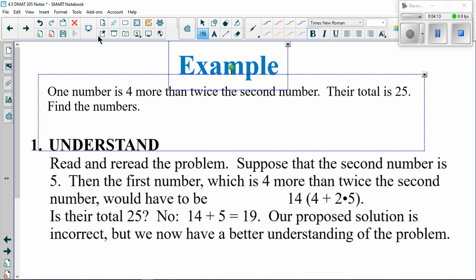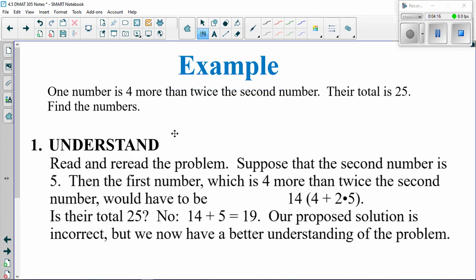All right, so what they've done here is they're going to talk about it in a little bit more detail. I'm not going to go over all of these slides, but I did make a copy of this in PDF form, and I've uploaded it as well so that you can look at everything that this says. It's just stating to read and reread the problem, just all those steps that we went over. And it talks about the first number, which is 4 more than the second number, or 4 more than twice the second number, sorry. And they're saying, okay, suppose this or that. So if one of them is 14 and one of them is 5, that equals 19. So your solution is incorrect. Like I said, no need to guess and check.